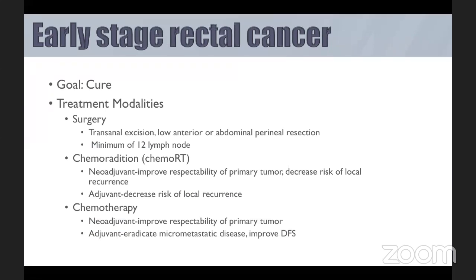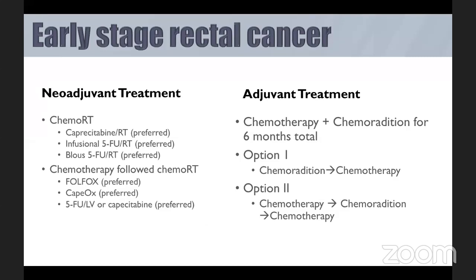For early-stage rectal cancer, usually we want to cure those patients. We give them surgery with 12 lymph nodes examined. Here, radiation plays a very major role in rectal cancer compared to colon cancer. So you might give them neoadjuvant or adjuvant chemoradiation, which is chemotherapy concurrent with radiation, or you might give them chemotherapy alone without radiation. So either go neoadjuvant or adjuvant, and as Dr. Shtia mentioned, neoadjuvant is before the surgery and adjuvant is after the surgery.